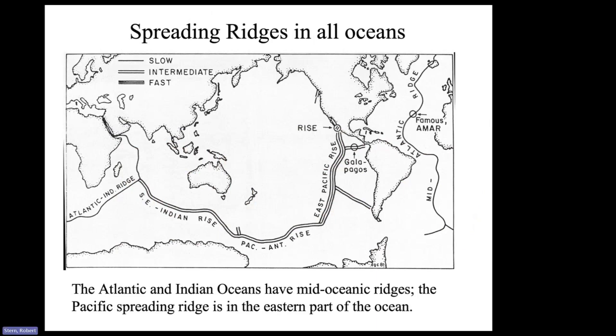Now here is a very simple map of the spreading ridges around the world. You've all seen this before. What this one does is distinguish between slow spreading ridges, fast spreading ridges, and intermediate spreading ridges. It also makes the point that even though we call them mid-ocean ridges, the East Pacific Rise is not in the middle of the Pacific at all. It's way over on the east side.